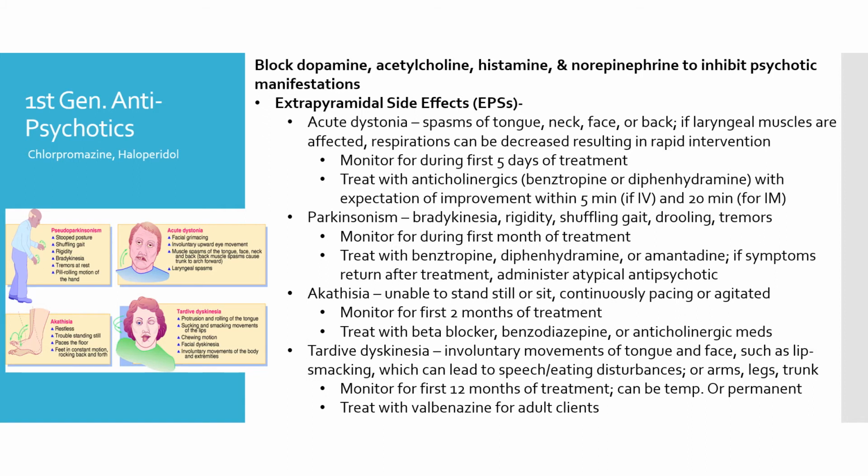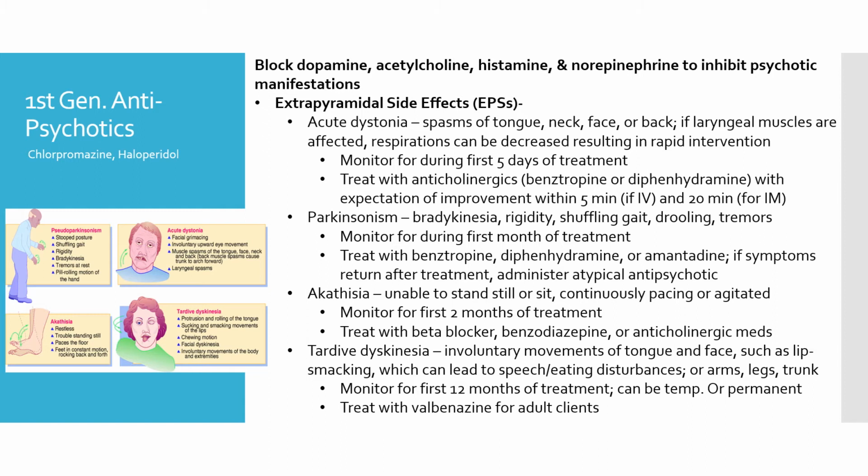The next EPS here for first generation antipsychotics is going to be Parkinsonism or pseudo-Parkinsonism. These are symptoms that mimic Parkinson's, but they don't have Parkinson's. So bradykinesia, very slow movements, rigidity, shuffling gait, drooling, and tremors. You're going to monitor for this during the first month, and we can treat with benztropine, diphenhydramine again, or additionally here we have amantadine. If symptoms return after we have treated them, we may need to administer an atypical antipsychotic, either in its place or in combination.